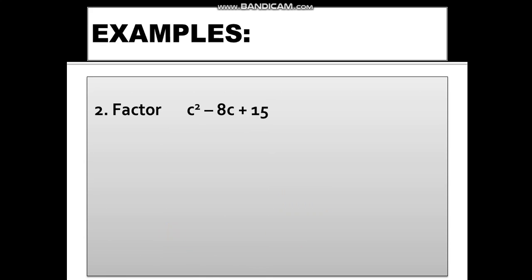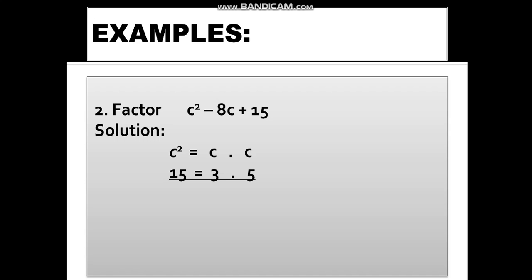Let us factor c squared minus 8c plus 15. Observe that we have a negative sign in our trinomial. Okay, so solution, factor the first term: c times c. Then factor the last term. The last term is 15. The factors are 3 times 5.